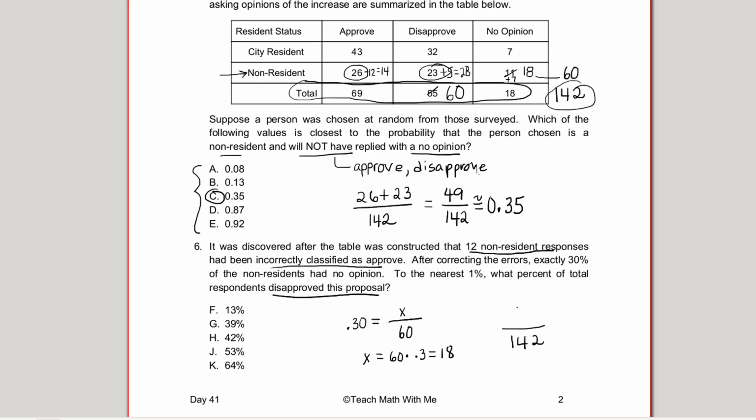So we'll use that as our numerator, and we'll plug that into our calculator, 60 divided by 142, and it says round to the nearest 1%. I get 0.422, so that's approximately 42%, which is answer choice H.